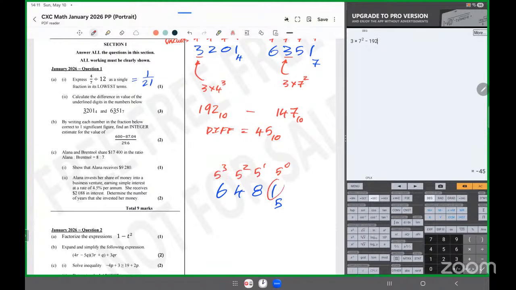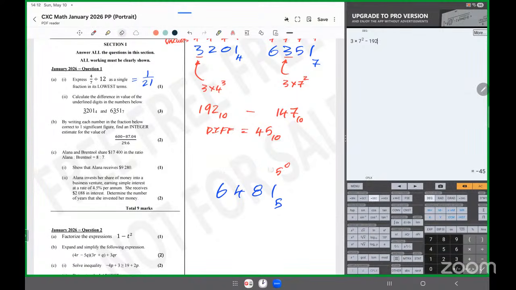So the value of this 1 is 1 times this. The value of this 8 is 8 times 5 to the 1, which is 5. The value of this 4 is 4 times 5 squared. The value of this 6 is 6 times 5 cubed. You're converting it to base 10, and then add up all those values. All right? Add up all those values.